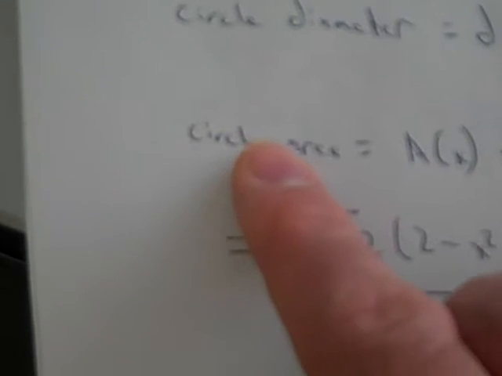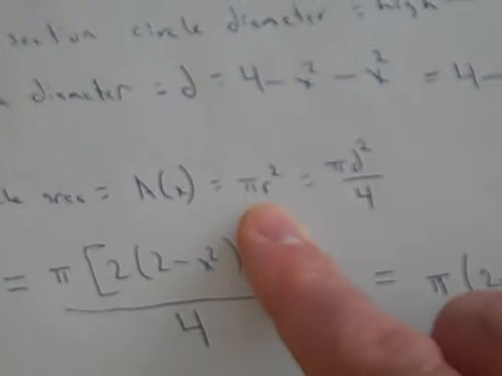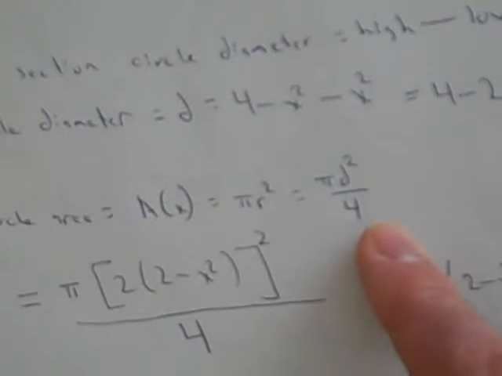And so the circle area, A sub x, is pi r squared for a circle. But that's pi d squared over 4.